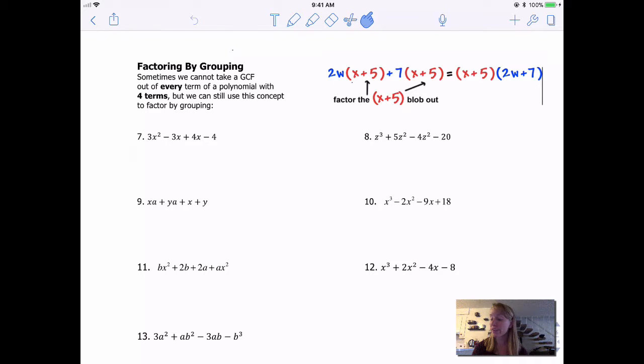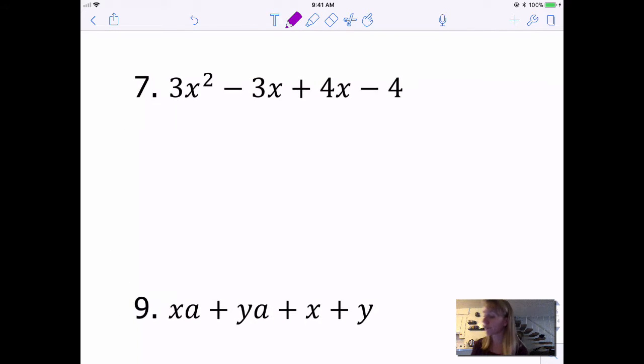So in this video, we're still going to be talking about GCFs, greatest common factors, but rather, we're going to be talking about when we can't take a GCF out of every term, but we can take the GCF out of some terms. So I can look at grouping my polynomial into two different parts. And this is always going to happen when we have 4 terms. So I'm going to group 2 of the terms together and the other 2 terms together, and then look at our GCFs. So let's look at this first one, and we'll see what we mean.